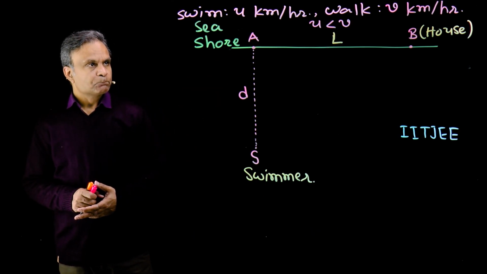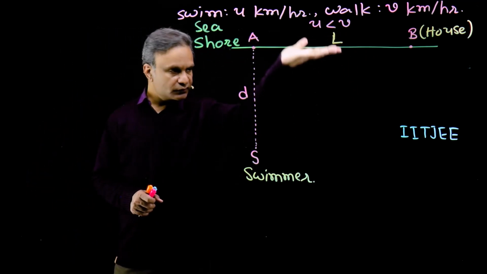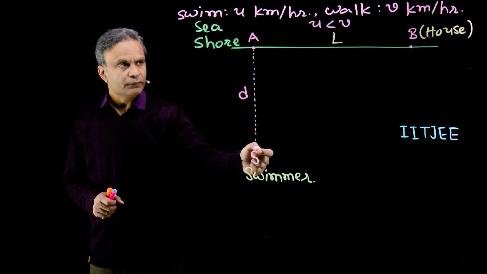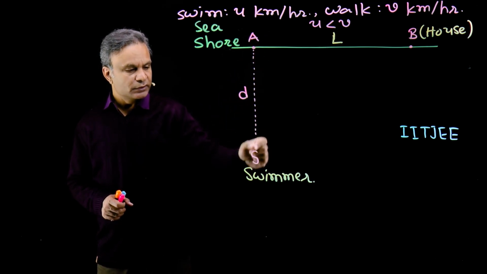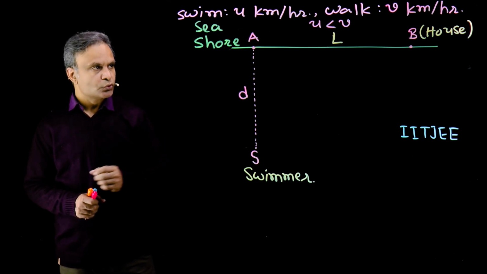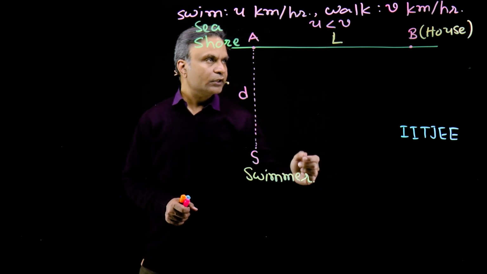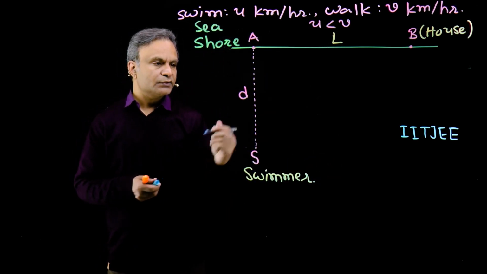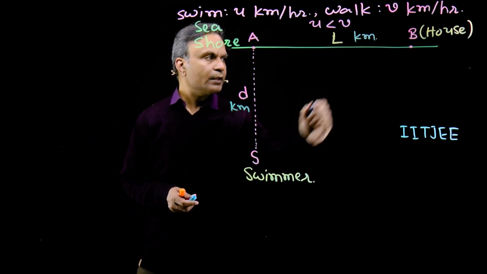The question is: there is a seashore, and this is the sea. The sea is on this side. There is a swimmer S here in the sea. This is the nearest point A on the shore at distance D from the swimmer, and the house of the swimmer is on the shore at distance L from point A. This is the house of the swimmer. Here all the distances are in kilometers. This is D kilometers and this is L kilometers.